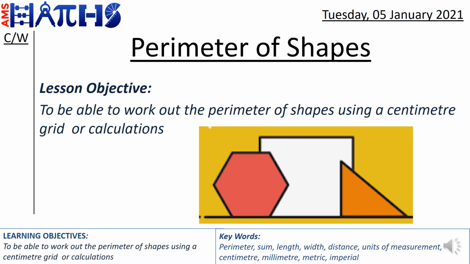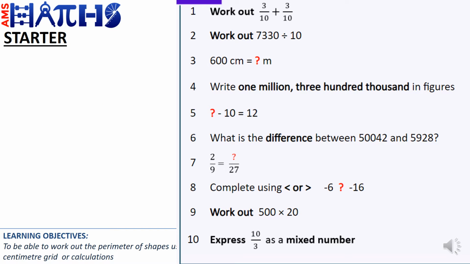Today's topic is going to be the perimeter of shapes. The lesson objective is to be able to work out the perimeter of shapes using a centimeter grid or using calculations. For the start of this morning, I would like you to pause your video here, do the questions spending no more than 10 minutes, then resume the video to check your answers.